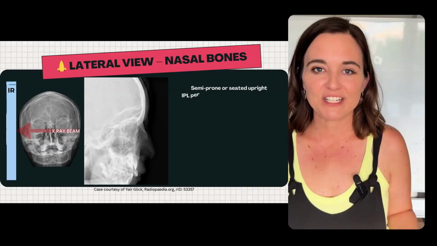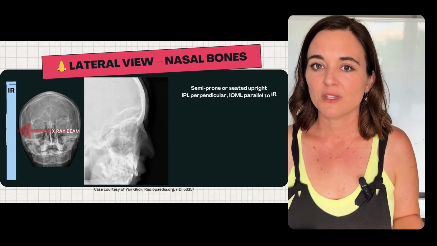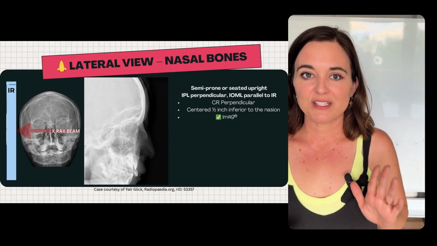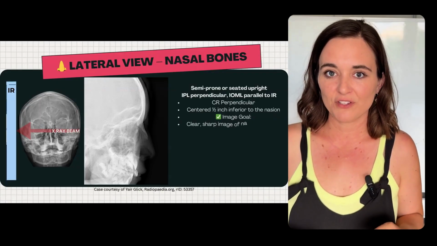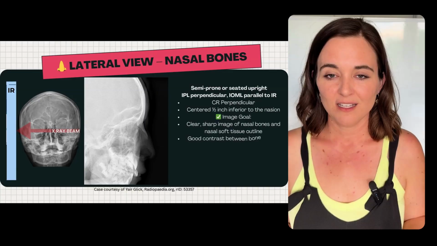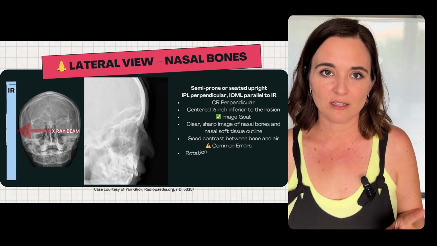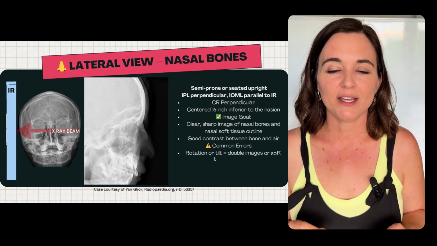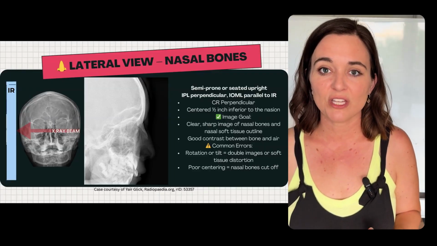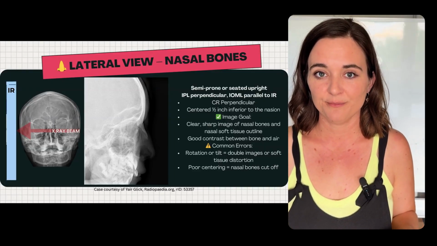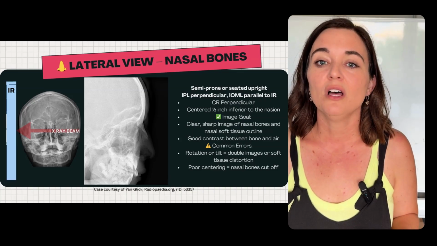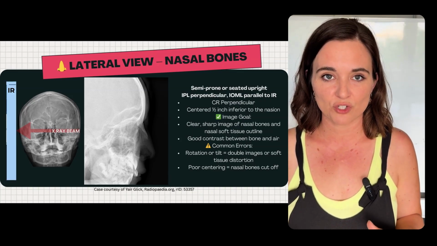Okay, let's talk nasal bones and mandible imaging. Small anatomy, big value. All right, your nasal bones, lateral nasal bones, right and left. Both right and left lateral views are taken. Your IPL is perpendicular to the IR, and your IOML is parallel. Your CR is directed a half inch inferior to the Nasion. Our imaging goal here is nasal bones shown in profile along with the soft tissue nasal structures.